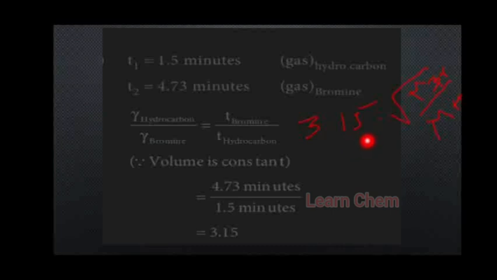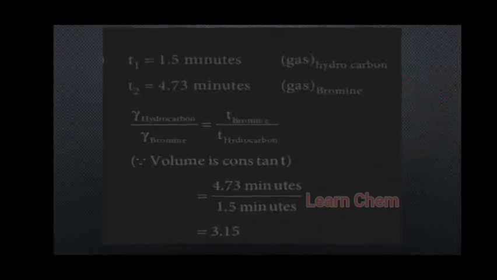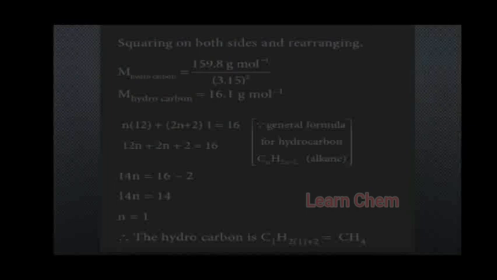So 3.15 is equal to the square root of molar mass of bromine divided by molar mass of hydrocarbon. So from this we can calculate the molar mass of the hydrocarbon by squaring and rearranging. The molar mass of the hydrocarbon is equal to 159.8 gram divided by 3.15 whole squared. So if you solve this, you will get the molar mass of the hydrocarbon as 16.1 gram.